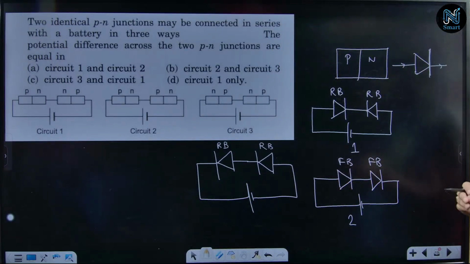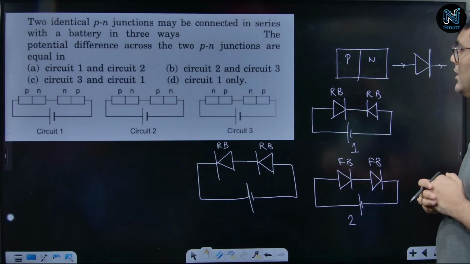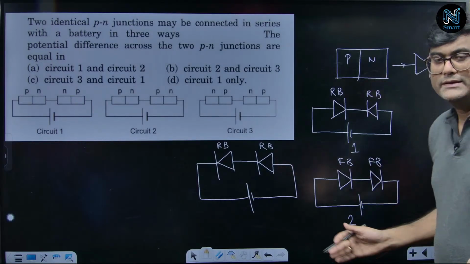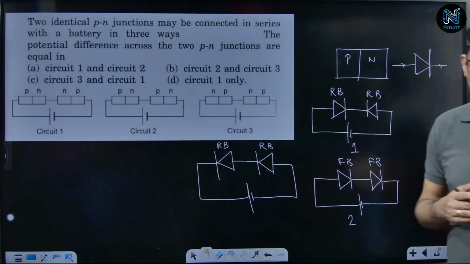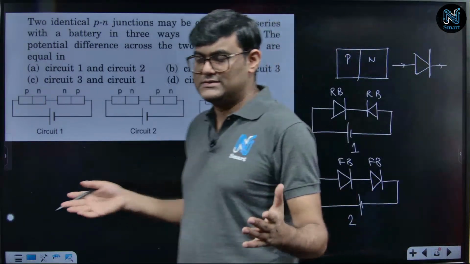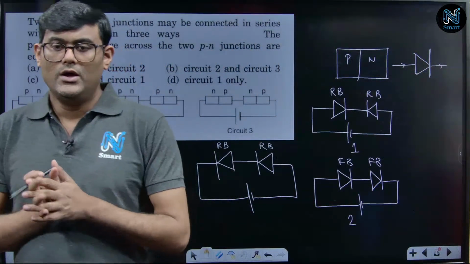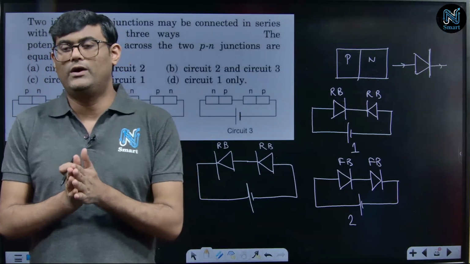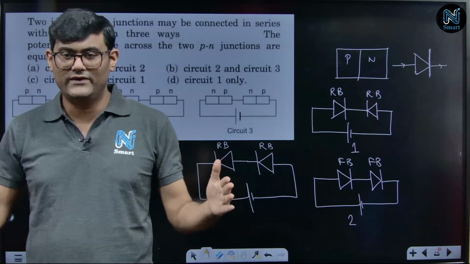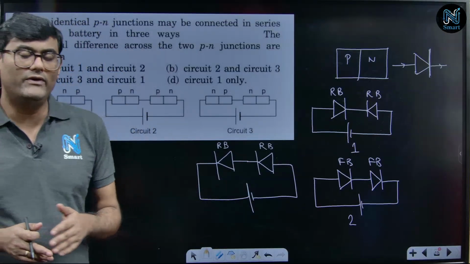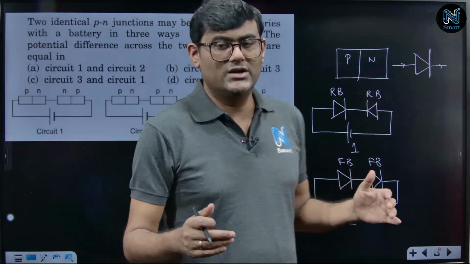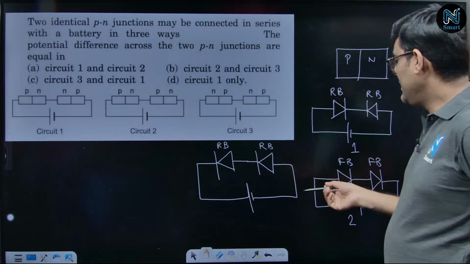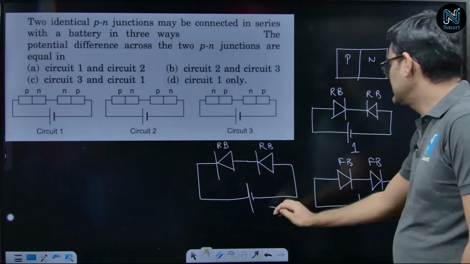Now, let us come to the question. Question says where the potential differences are equal. Remember that when both the diodes are in forward bias, then their resistances are taken to be the same. If one is forward bias, the resistance is very small, and if one diode is reverse bias, the resistance is very large, right? So, if you have a very large resistance, then the potential drop will be more, of course. So, in this case, both are reverse bias in this third case.